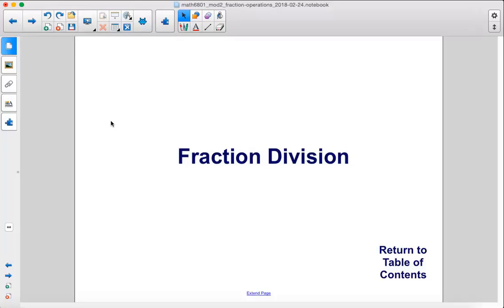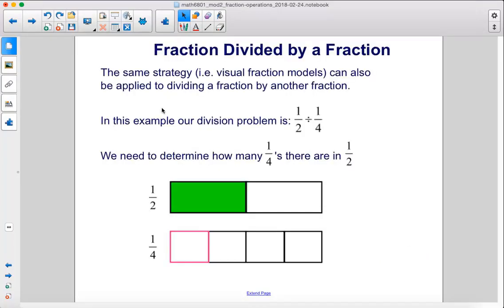Fraction division. The same strategy, visual fraction models, can also be applied to dividing a fraction by another fraction. In this example, our division problem is 1/2 divided by 1/4. We need to determine how many fourths there are in 1/2.